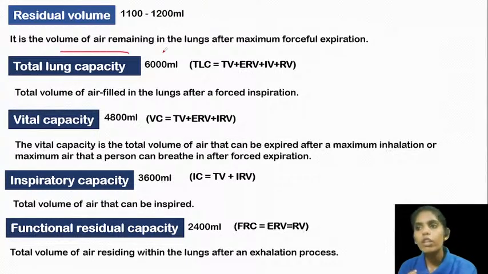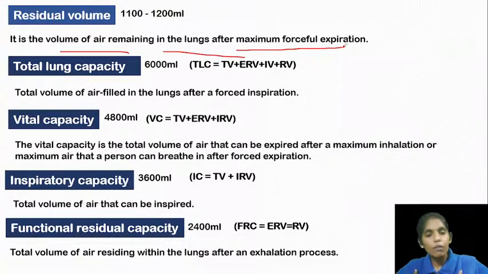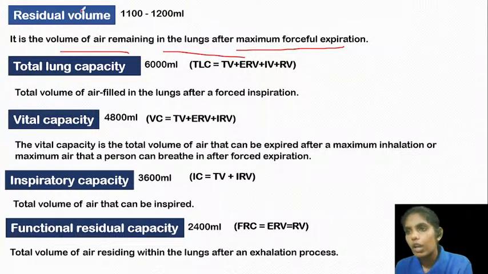And now coming to the residual volume. It is the volume of air remaining in the lungs after maximum forceful expiration. So when we forcefully expire, whatever volume is present in the lungs is known as the residual volume. When we exhale air, not all the air will be expelled out of the lungs. Some air will always be present in the lungs. So that is the residual volume. It is around 1100 to 1200 ml.